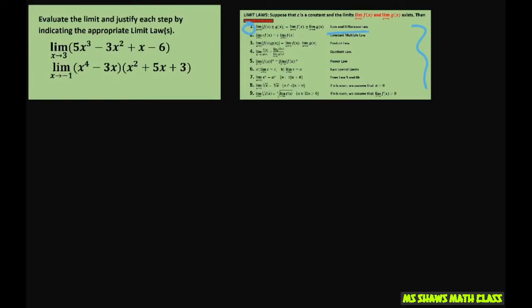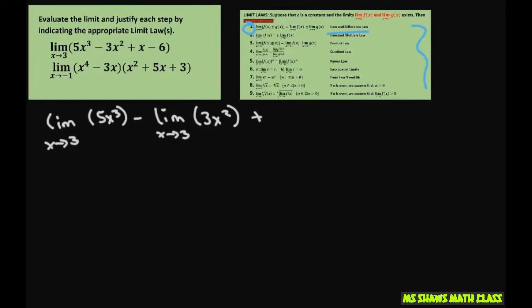The way you do that, you're going to write, and it seems tedious, but it's going to be helpful when we get more complicated limits. So you're going to get the limit as x approaches 3 of 5x cubed minus the limit as x approaches 3 of 3x squared plus the limit as x approaches 3 of x minus the limit as x approaches 3 of 6. This was number 1 that we used.